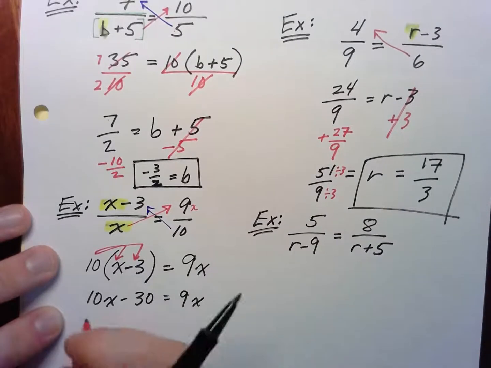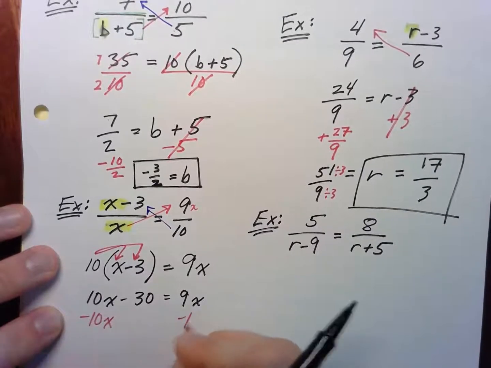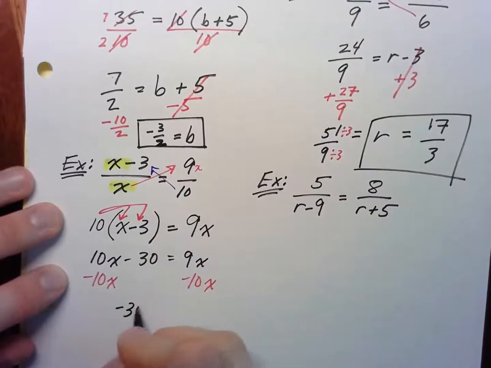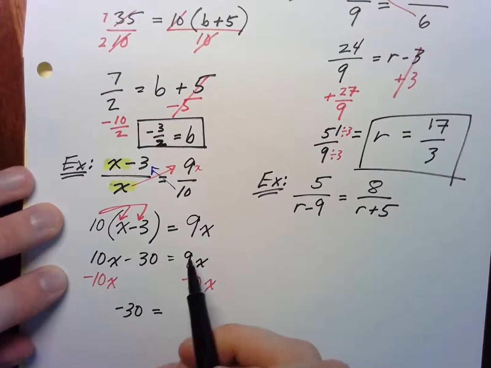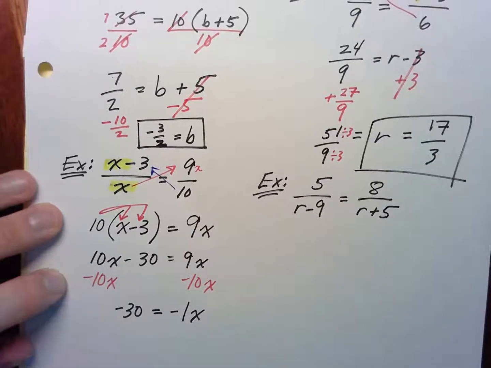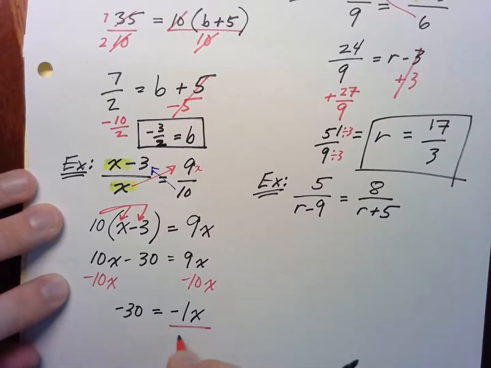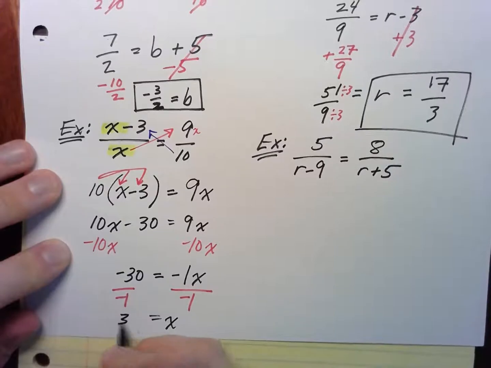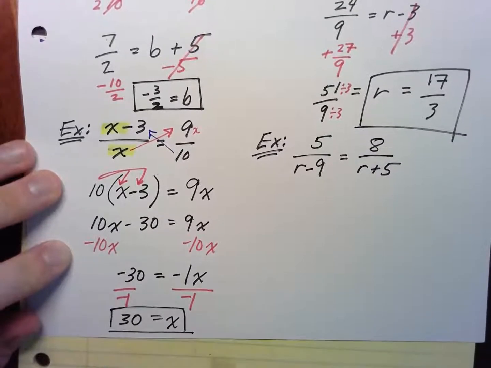And now I can actually deal with getting the x's together. So I'm using inverse operations right there, and I'm left with a negative 30 equals 9 minus 10, which is a minus 1x. Okay? And so then if I'm dividing by negative 1 and dividing by negative 1, I have that x equals positive 30. Alright?